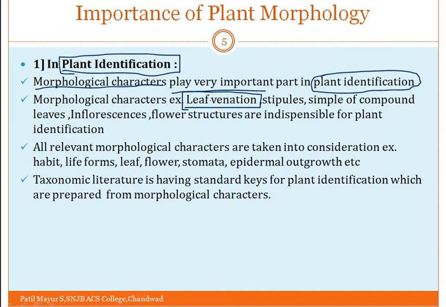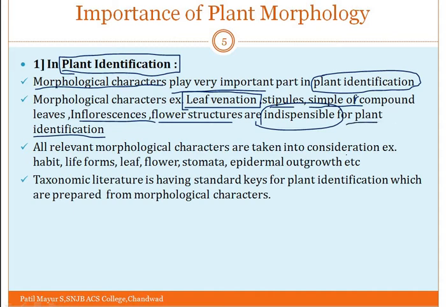So we see how a morphological character plays a very important role in the identification of plants. Similarly, stipules, simple or compound leaves, and inflorescence, which means a group of flowers, or even flower structures, are important. These morphological characters are indispensable, which means obligatory. We cannot deny them. They are obligatory for plant identification.